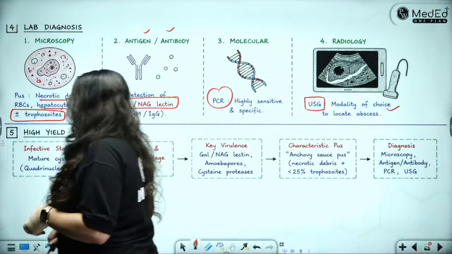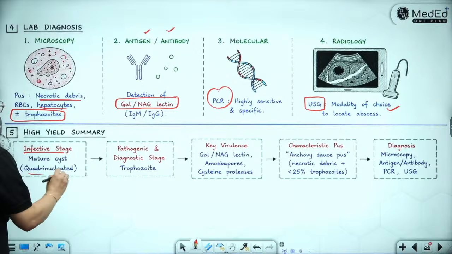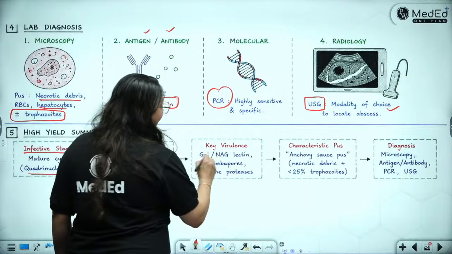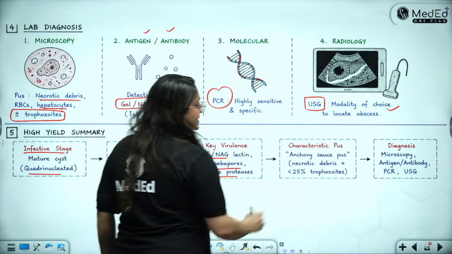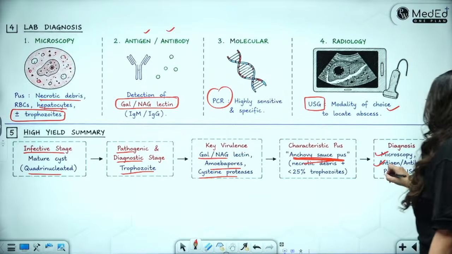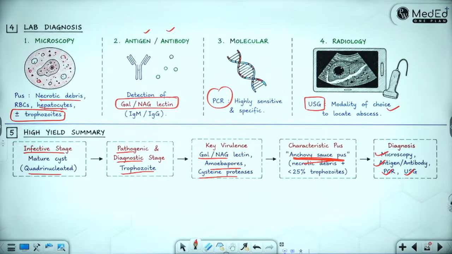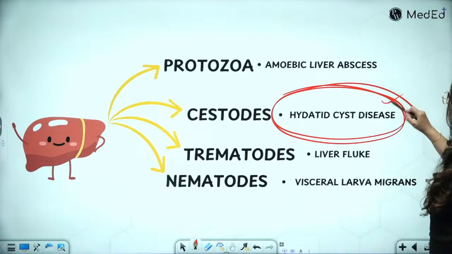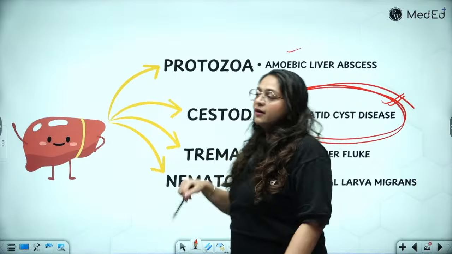What is the summary? Infective stage is the mature quadrinucleate cyst. Pathogenic and diagnostic stage is the trophozoite, Gal/GalNAc lectin, amoebapore, cysteine protease, anchovy sauce pus, and you can do microscopy, antigen, PCR, and ultrasound for this. Done and done. Right? Now you have the cestode.